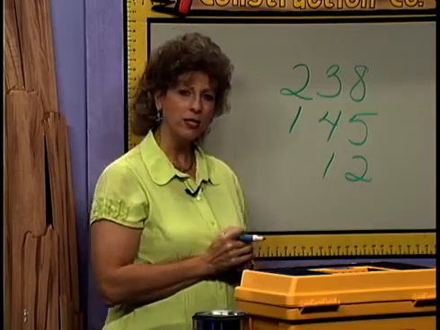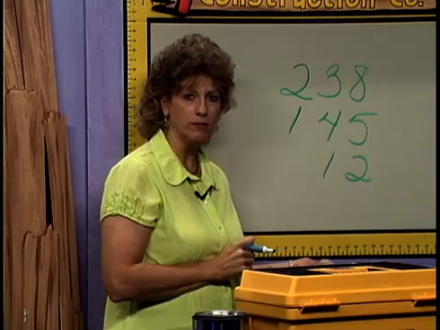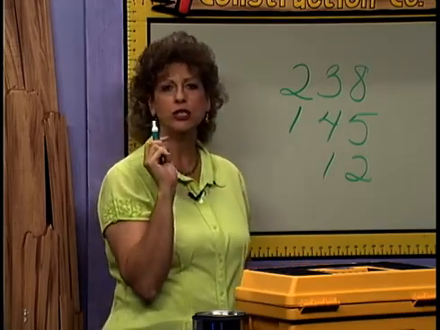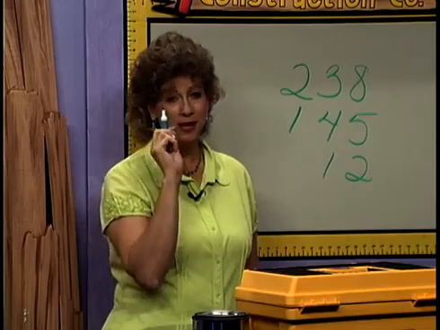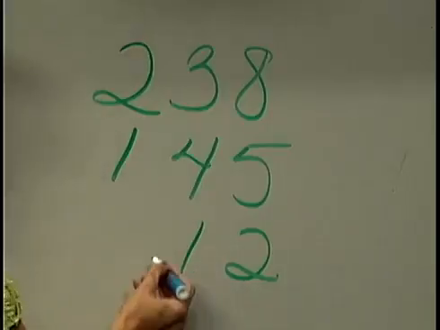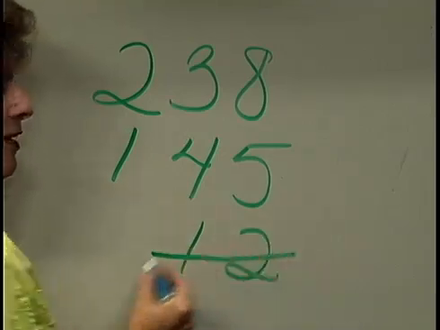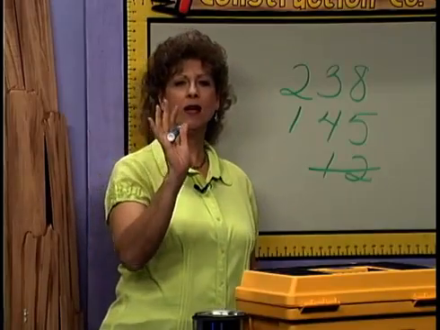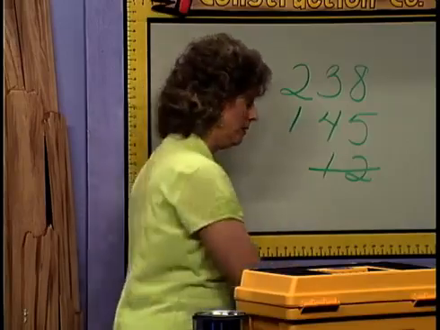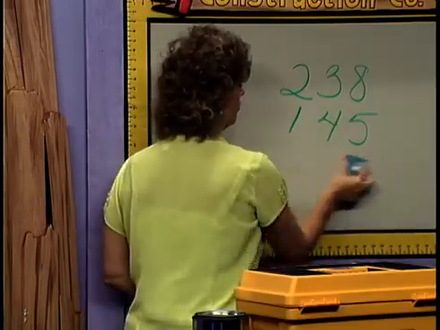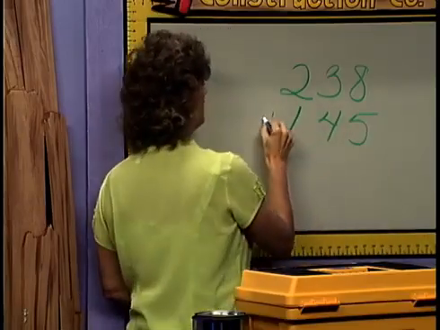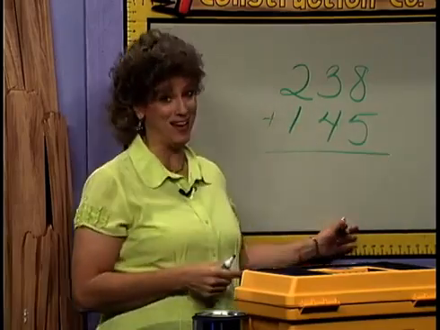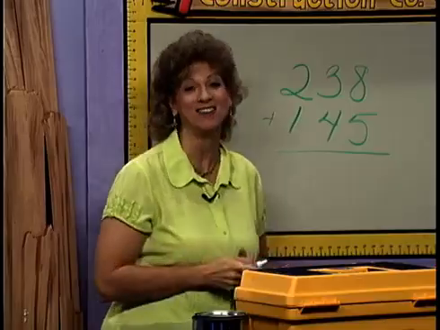Now, is there any information that is not needed to solve the problem? Think about the question. How many miles did she drive? So there's a little bit of information about spending 12 hours to see patients. We don't need to know that to answer the question, do we? So what equation did you write to solve the problem? Did you write 238 plus 145? Did you solve it? Did you label it? Okay, what did you get?